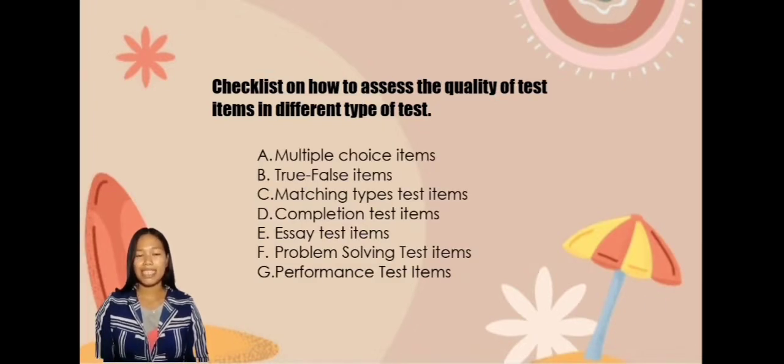So now I will present to you the checklist on how to assess the quality of test items in different types of tests. Letter A, multiple choice items. It is a form of an objective assessment in which respondents are asked to select only the correct answer from the choices offered as a list. Letter B, true or false items. A test consisting of a series of statements to be marked as true or false.